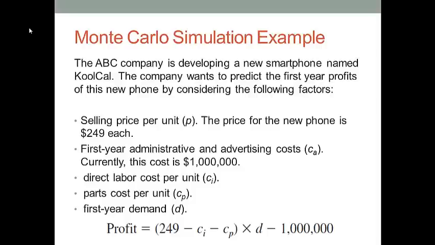I want to use an example to show everyone the difference between Monte Carlo simulation and the traditional analysis. Let's see the example. The ABC company is developing a new smartphone called KoolCal. The company wants to predict the first year profits of this new phone by considering the following factors. First, the selling price per product. Currently, it is priced at $249 per phone. Next, the managers look at the fixed cost factor.